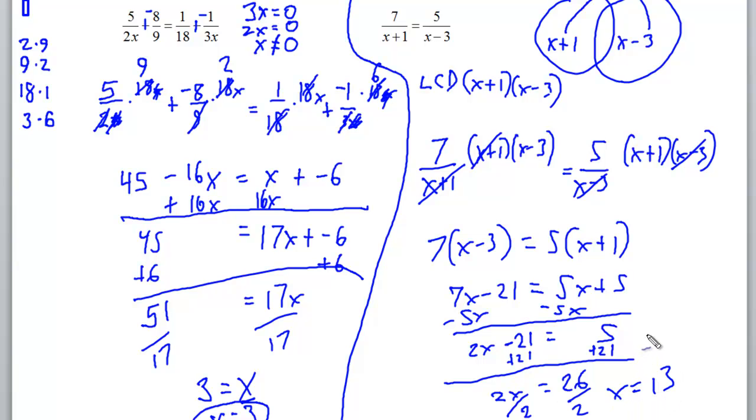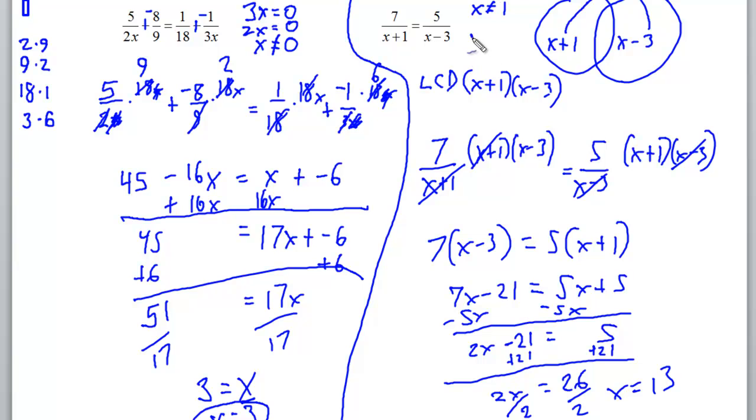Now what I didn't do at the beginning of the problem is look for danger numbers. If I go up here and set my x plus 1 equal to 0, then I get my answer of x equals 1, so that's one of my danger numbers. X cannot be equal to 1. Actually, negative 1. Sorry about the negative.